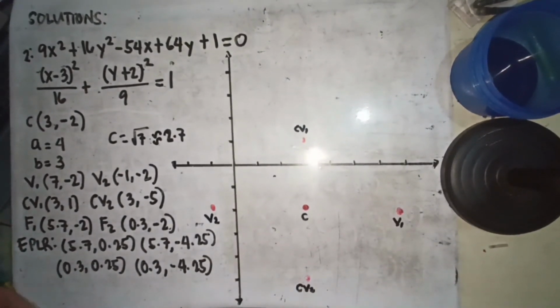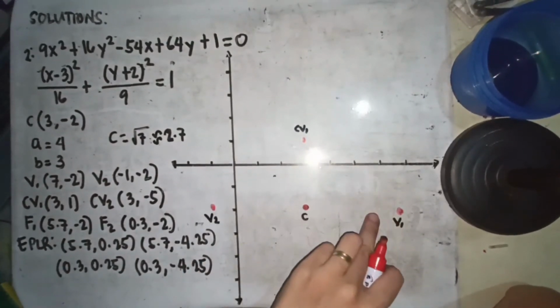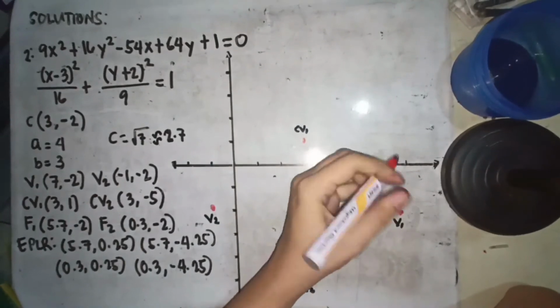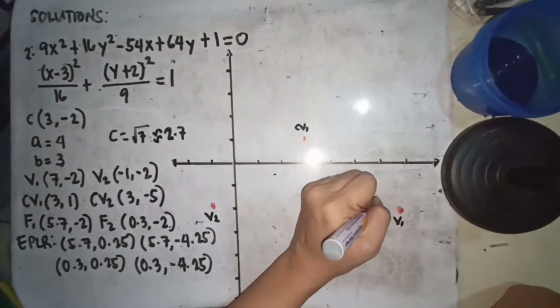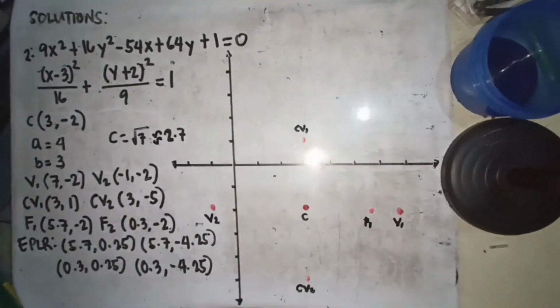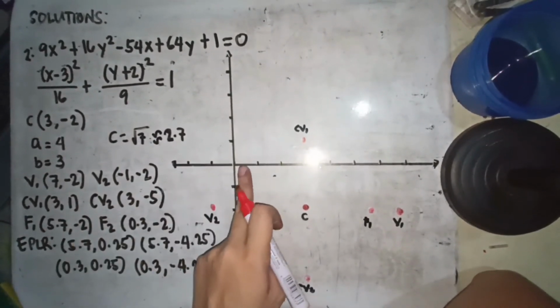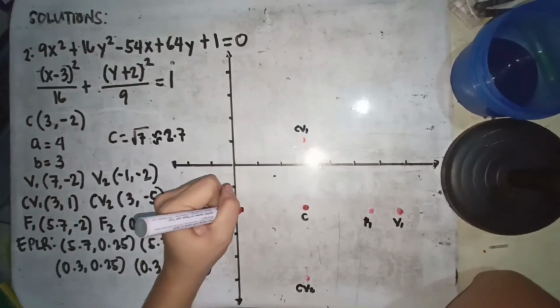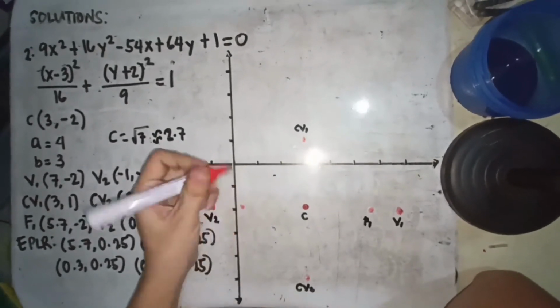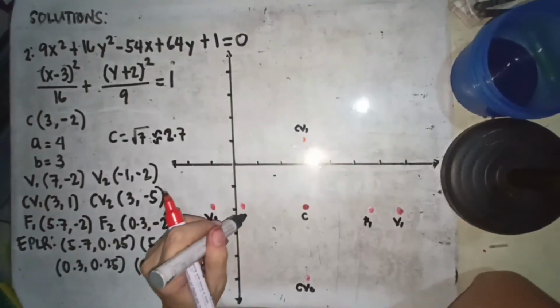We also have our foci, which is F sub 1, we have 5.7 and negative 2. 1, 2, 3, 4, 5.7. It's almost 6, so approximately here. Okay, this is F sub 1. Next, we also have F sub 2, 0.3 and negative 2. 0.3, almost 0. So here. This is F sub 2.